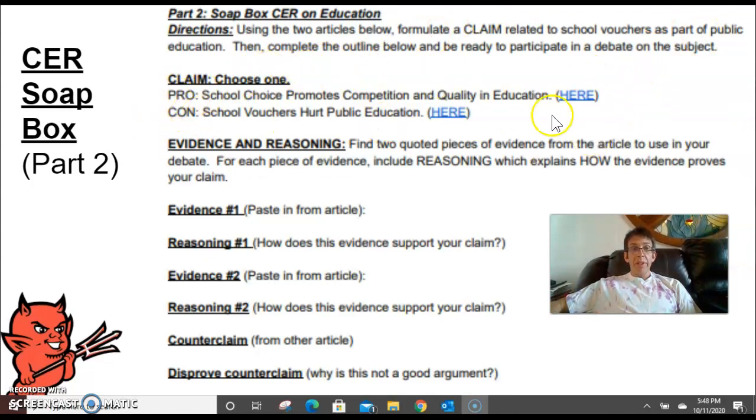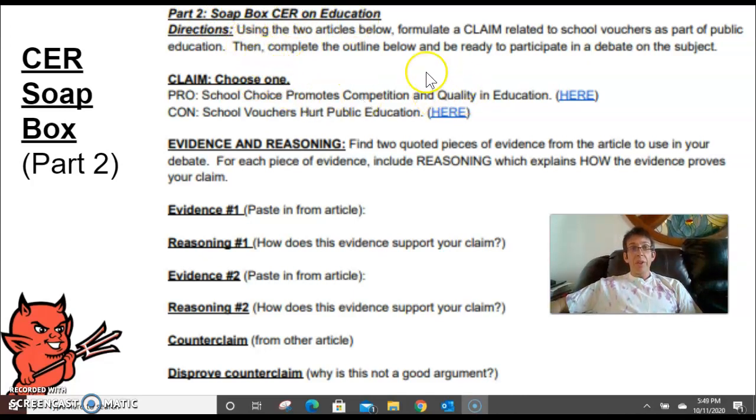And you might want to read a little bit of each article first before you decide. So on the assignment, you'll see that there's a link to each of the articles. Choose either one of these claims. So we're going to do claim evidence reasoning. It says soapbox CER, claim evidence reasoning on education.